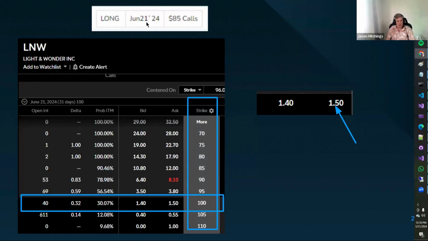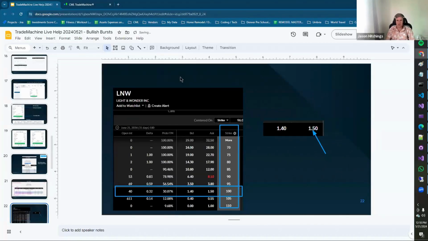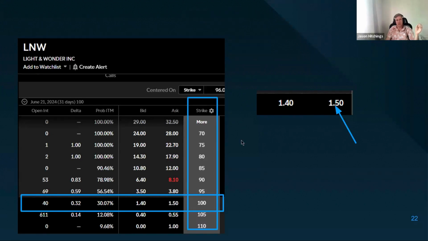So let's get rid of this. That's a vestige of a previous slideshow. So when I log onto the Thinkorswim web version, this is what it shows me. If I go to the Light and Wonder options chain, I look at the June 21st options, and then I look down here for a delta as close to 40 as I can find. The 32 is the closest, and it's the 100 strike.